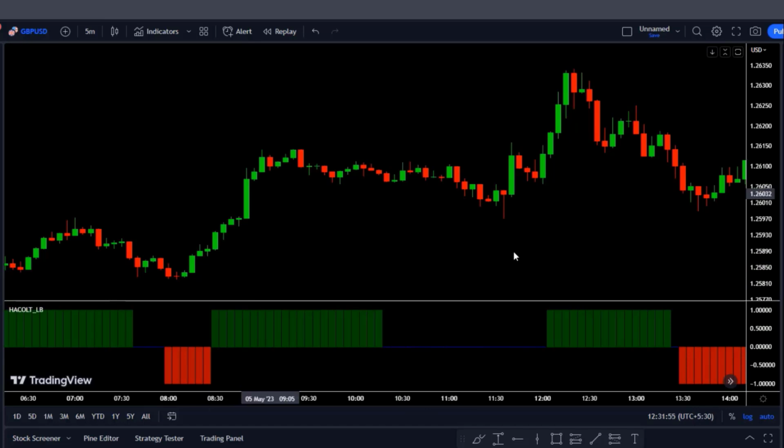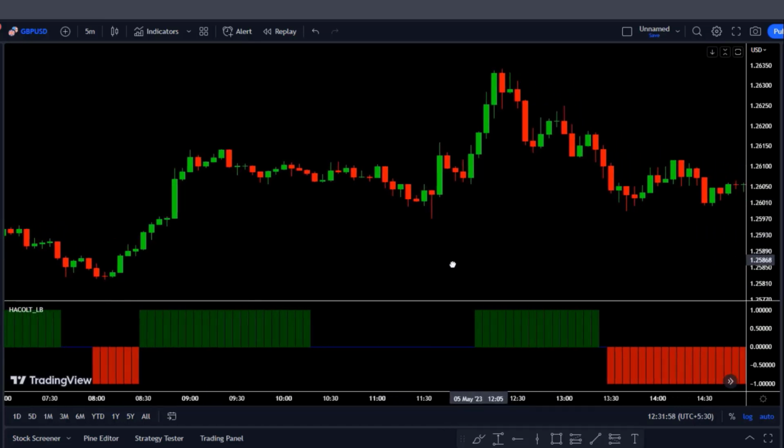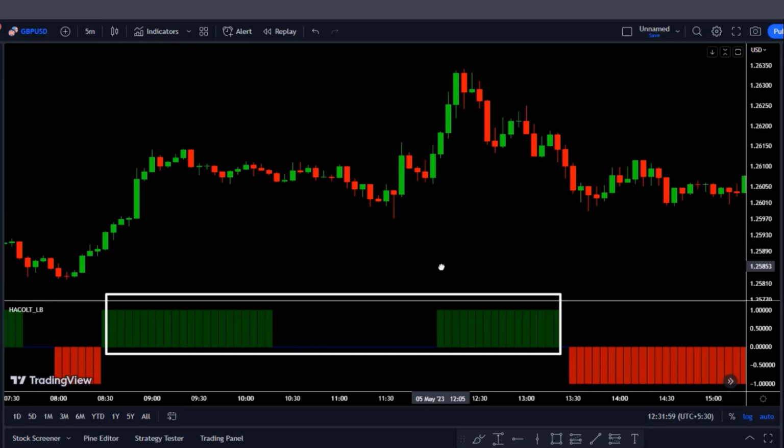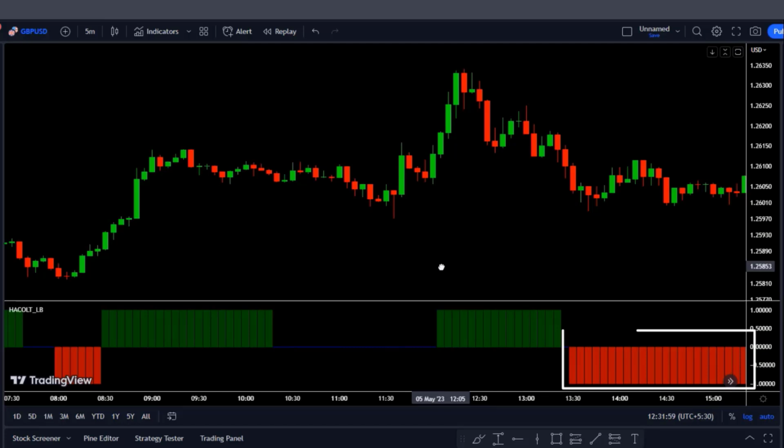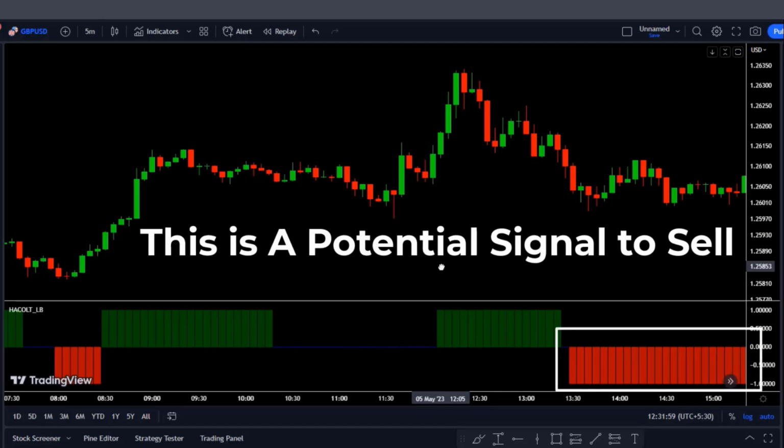It is very easy to read the Vervoort Heiken Ashi oscillator. When the histogram turns green, this indicates a potential buy signal. When the bars turn red, this is a potential signal to sell.